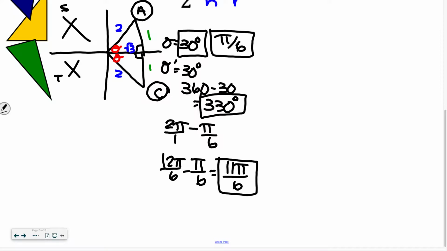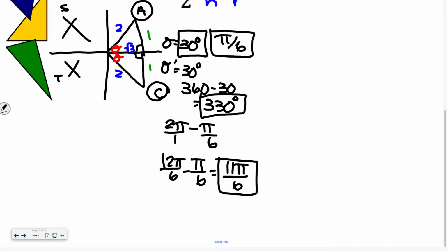Okay, so we're working backwards. Figure out which quadrant it's allowed to be. Draw the triangle and label the sides. And then find the angle using reference angles backwards.